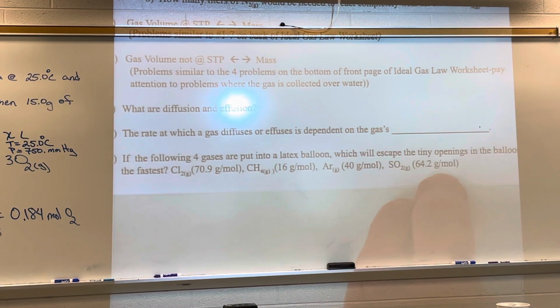CH4, because it's the smallest. Which one's going to be going the fastest? The smallest one. That's right. So which one's going to be going the slowest? The biggest one. Super easy.